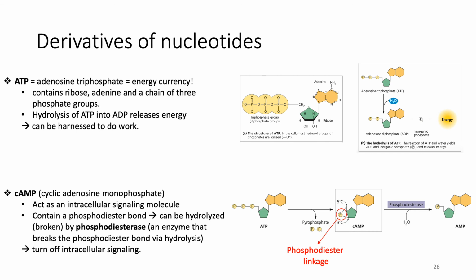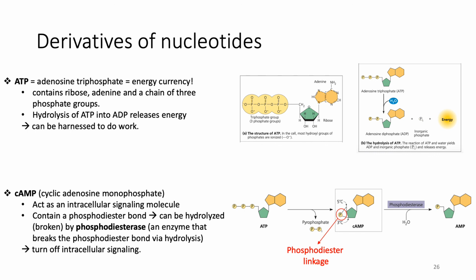Besides serving as the building blocks of your genetic material, nucleotides can be converted into several derivatives or structures that derive from the nucleotides. The two that we care about are ATP, or adenosine triphosphate, and cyclic adenosine monophosphate, or cAMP. ATP contains the sugar ribose with the nitrogenous base adenine and a chain of 3 phosphate groups, the triphosphate group, bonded to it. The bonds between the phosphate groups of ATP can be broken by hydrolysis.